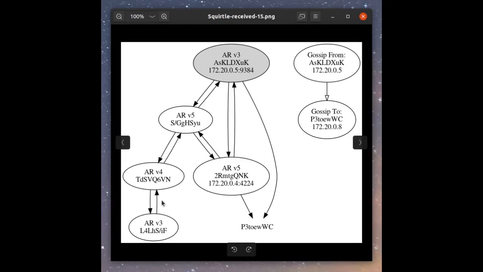Over here, this is what's in the gossip itself. The one that's gray is where the gossip came from, and this may look a little weird. Wait a minute, is that right? Yes, this is where the gossip arrived. The fact that it doesn't have any border around it means that there's no actual information about this node in the gossip.